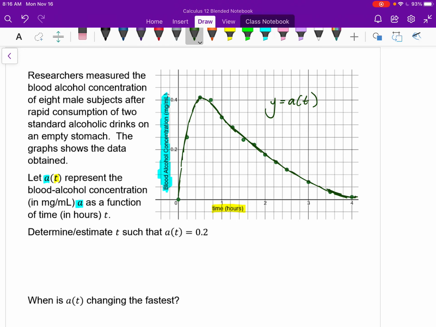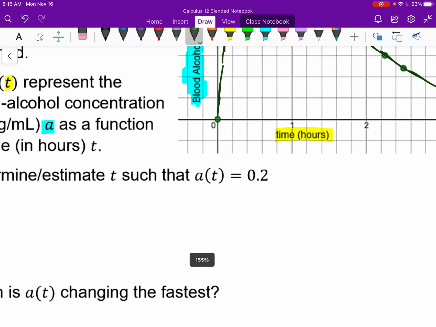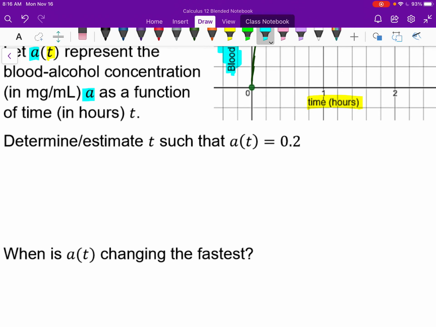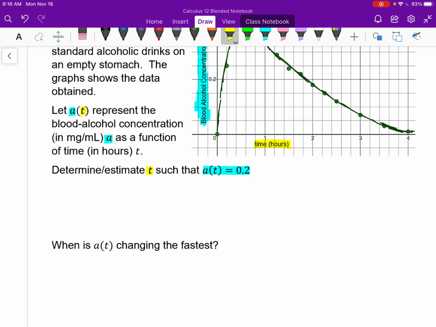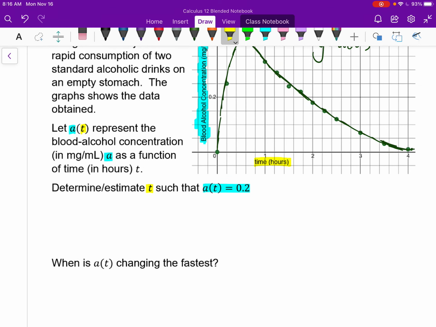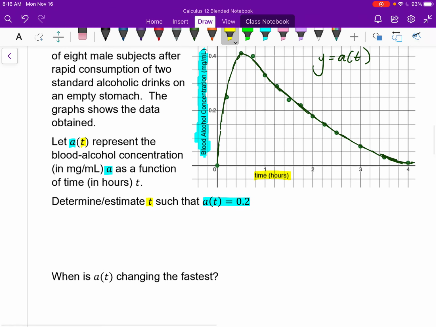My first question is determine or estimate t such that A of t equals 0.2. Okay, so first keep in mind, I know what A of t is. I don't know what t is. So I'm trying to figure out the time upon which the blood alcohol concentration is 0.2 milligrams per milliliter. So here's 0.2. So I'll highlight that in green. And so I can see if I look at that, clearly there's going to be 2 times when their blood alcohol concentration is 0.2 milligrams per milliliter, which makes sense. First on the way when they're getting more inebriated and when they're getting less, when they're sobering up.